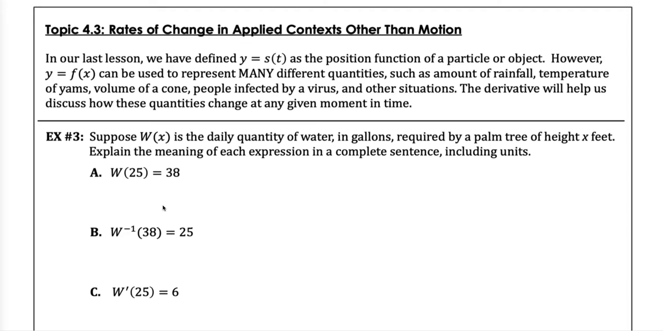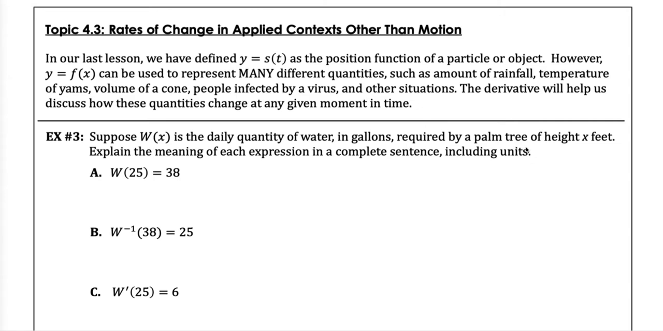What does W of 25 equals 38 mean? In 25 days, you have 38 gallons of water. It's actually not a bad thought. That's pretty good reasoning. So 25 to you was the number being plugged in, and 38 meaning the gallons of water required. So the 38 was perfect.